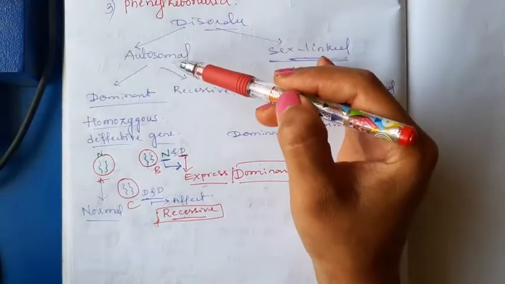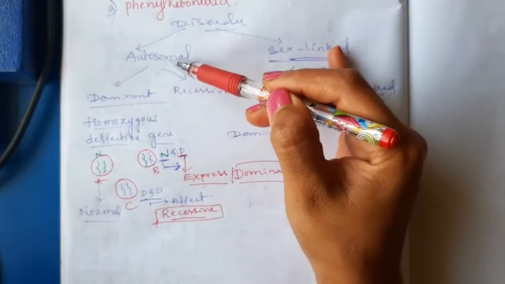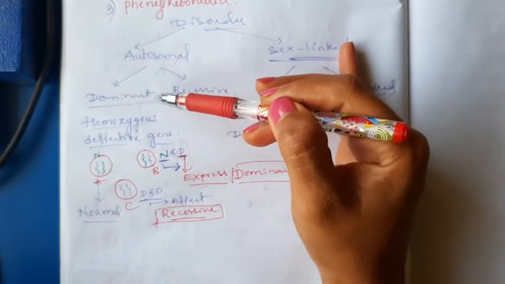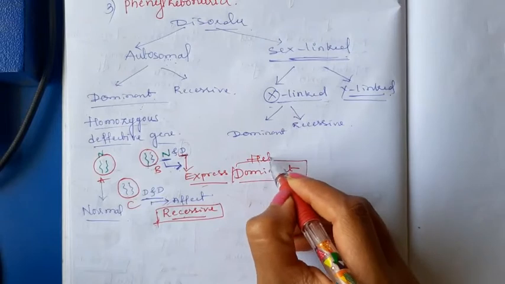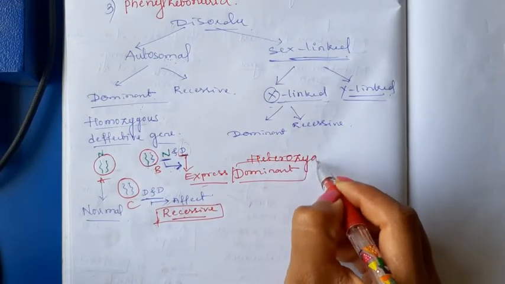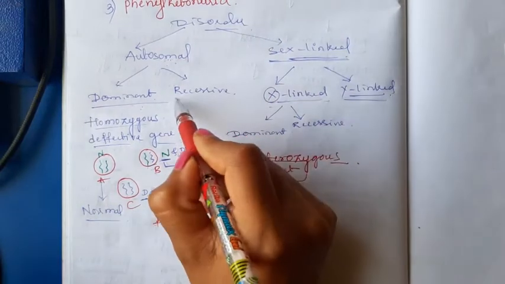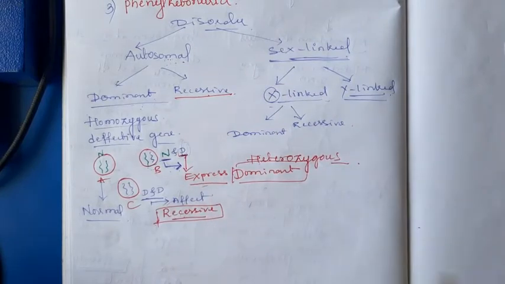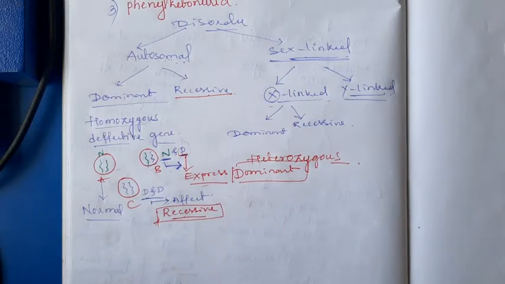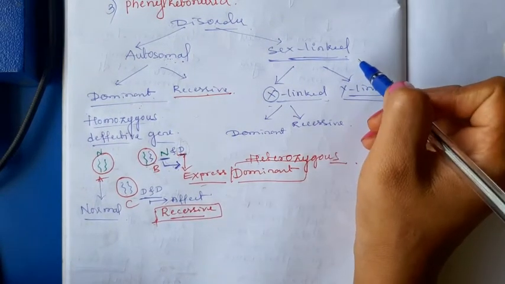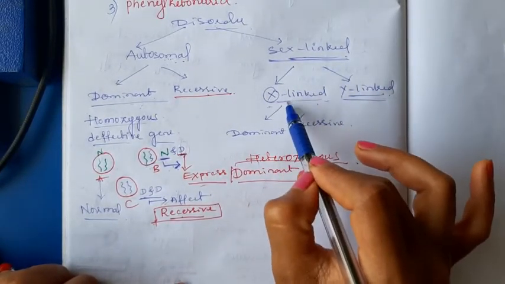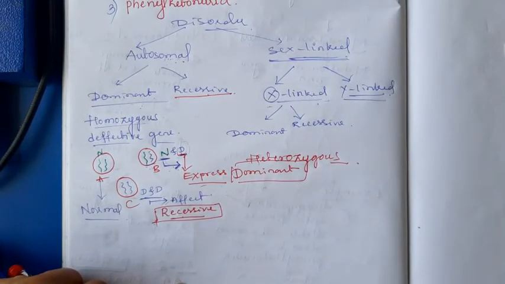We can see the autosomal dominant. Autosomal dominant means the autosomal chromosomes must have the heterozygous condition for a disease. Then autosomal recessive means it must have the homozygous recessive gene, then it will cause the autosomal recessive disorders. Then in case of sex linked diseases, there are two types, X linked and Y linked. Any change which occurs in the X chromosome causes the X linked diseases.